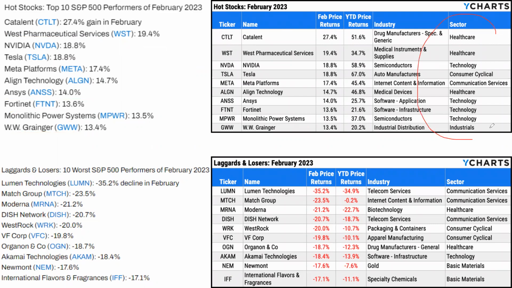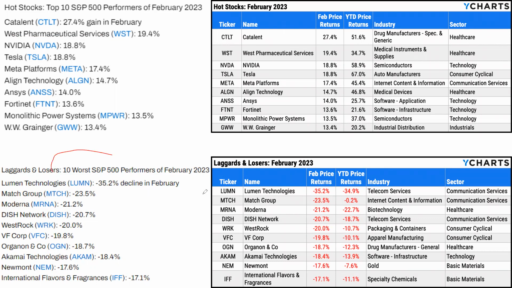Right, and you can see what sectors these were in. Many of them were either in healthcare or technology, right? And so we took a look at the sector performance and saw how the sectors were performing, and healthcare and technology definitely held up a little bit.